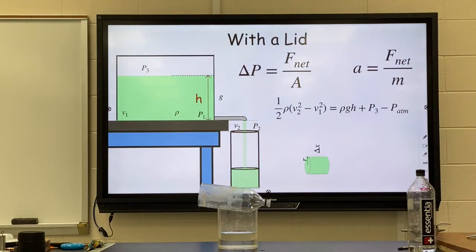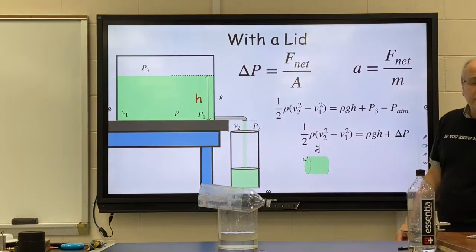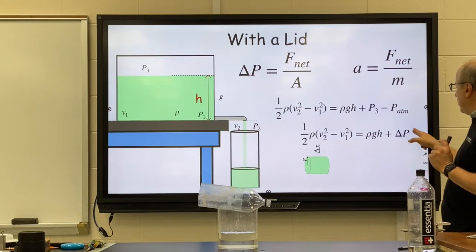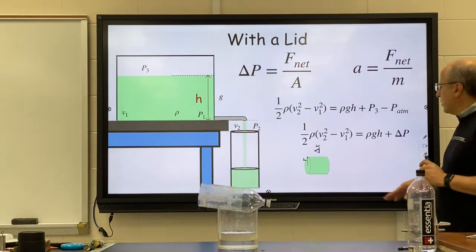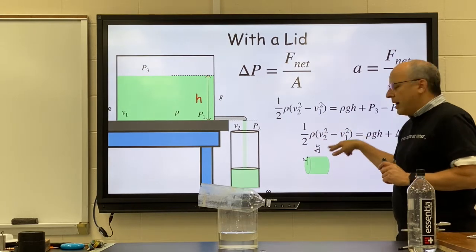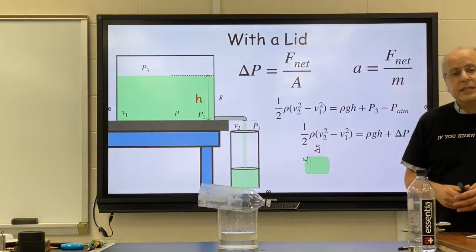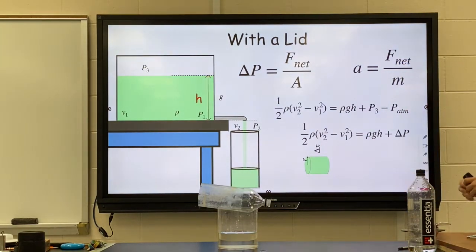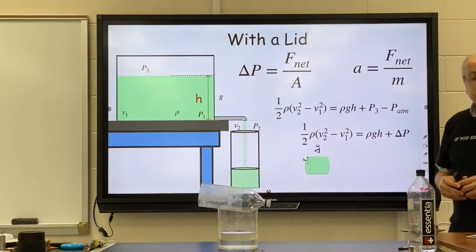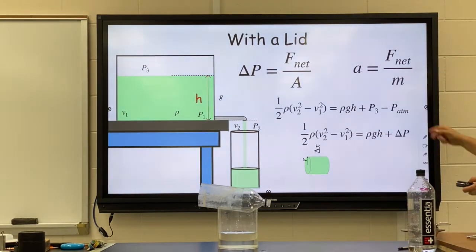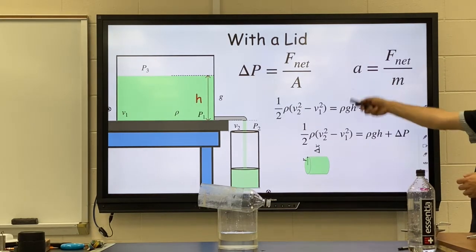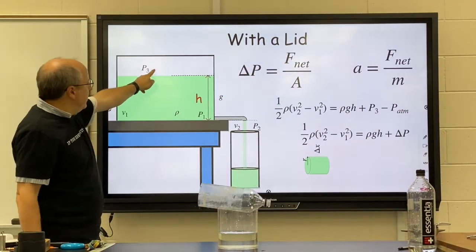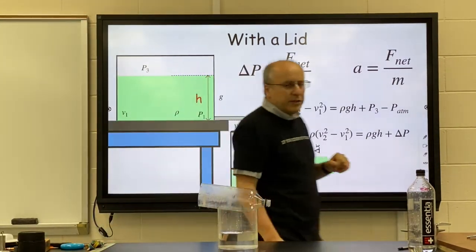We got a mess of a formula, which I'm going to ask you to simplify in your notes. Instead of writing P3 minus the atmosphere, we'll instead just put delta P. So 1/2 the density of the fluid times the difference between their velocities squared, the velocity on one side of the acceleration zone versus the other, is equal to the density of the fluid, the gravitational field, the height, plus the difference in pressure that is applied to the two ends of the fluid. Okay, so the pressure on one end of the fluid is P3, the pressure at the other spot is P2.